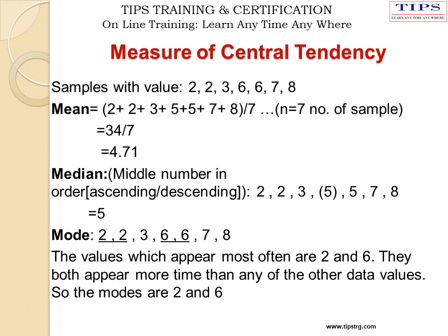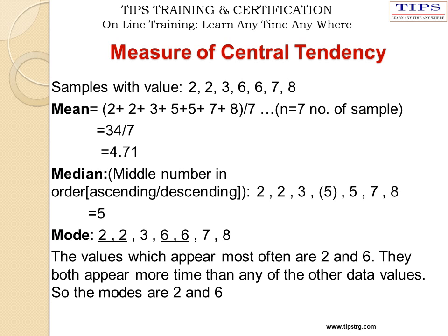Now we will see these measures of central tendency in terms of an example. Samples are collected with the values 2, 2, 3, 6, 6, 7, 8. Now first we will calculate the mean. What is mean? It is the summation of these values divided by the number of values, that is equal to 4.71.